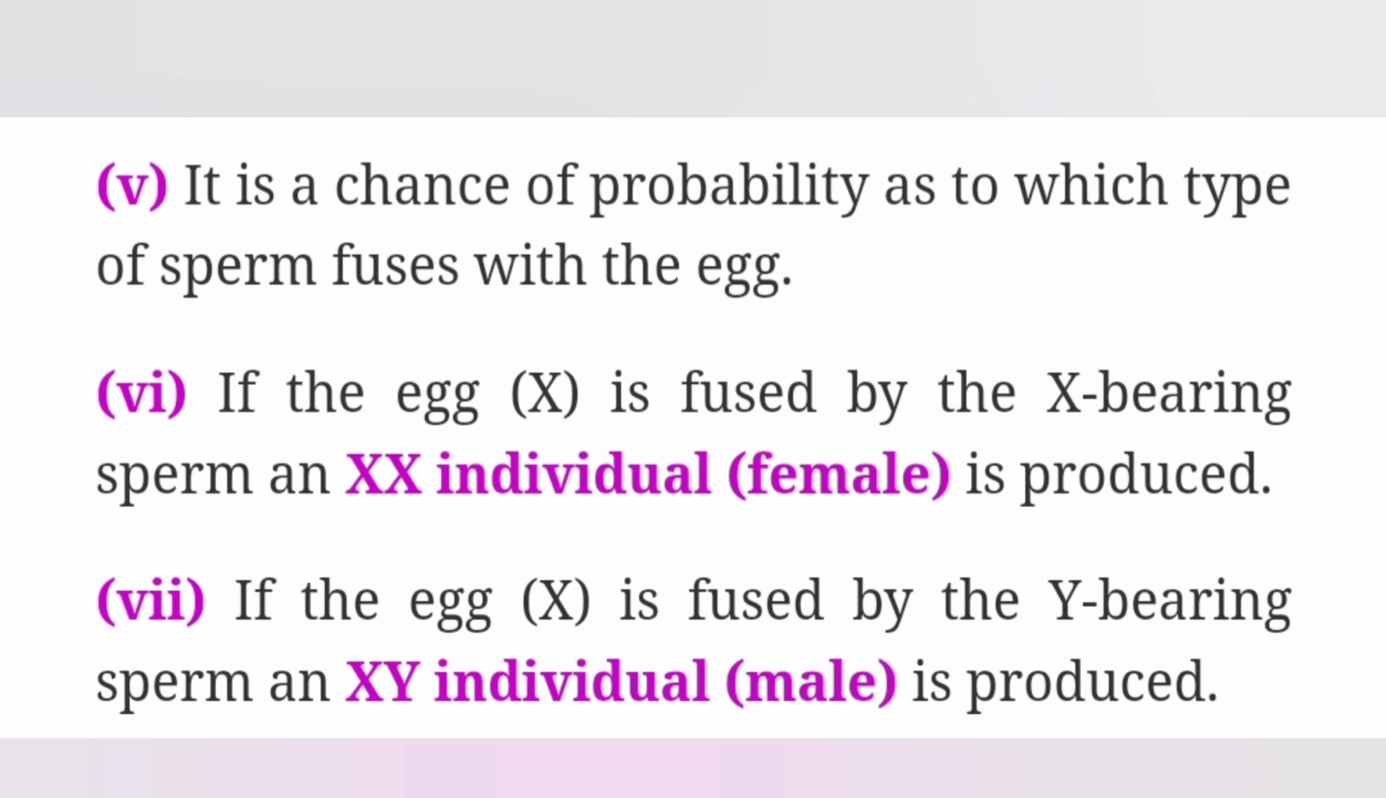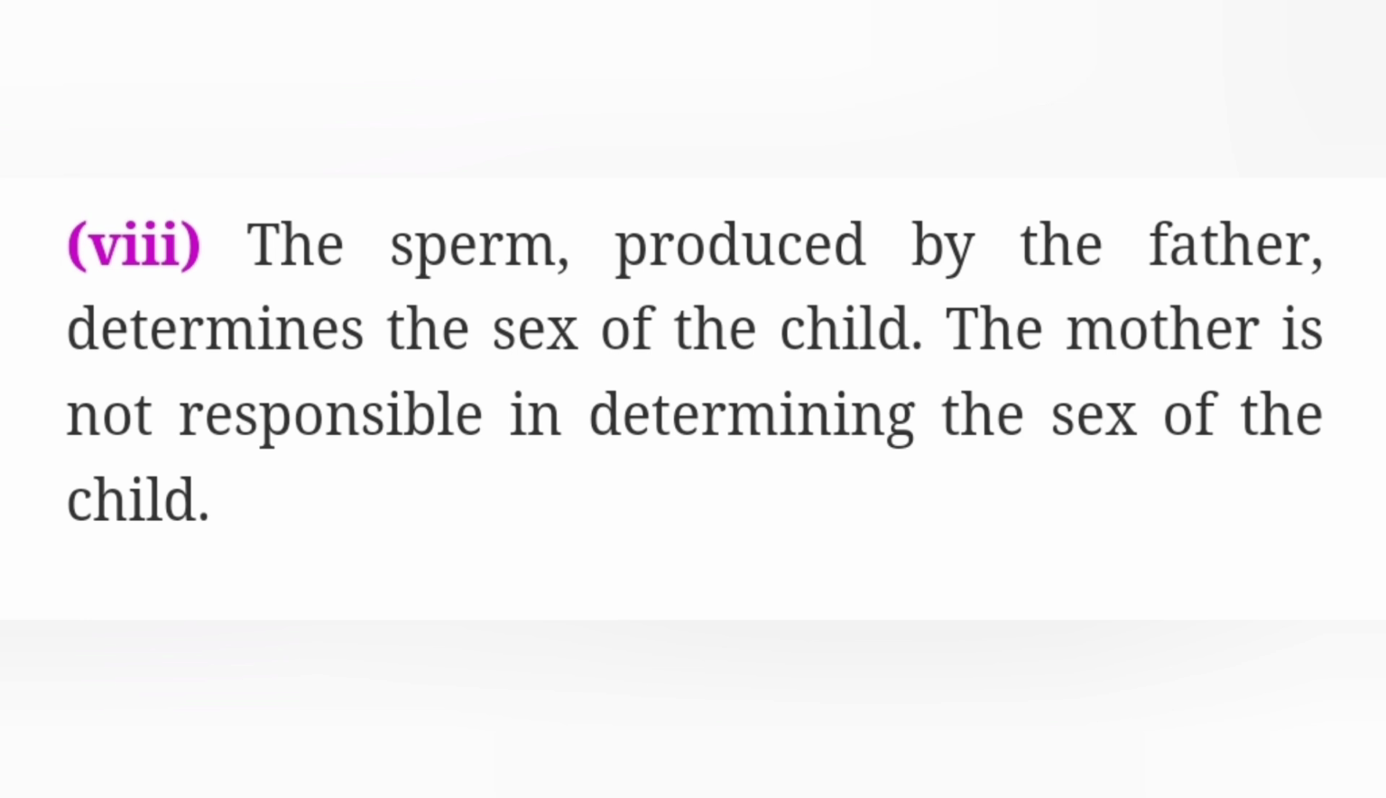Fifth point, it is a matter of chance as to which type of sperm fuses with the egg. Sixth point, if the egg X is fused by the X bearing sperm, an XX individual, a female, is produced. Seventh point, if the egg X is fused by the Y bearing sperm, an XY individual, a male, is produced. Eighth point, the sperm produced by the father determines the sex of the child. The mother is not responsible for determining the sex of the child.